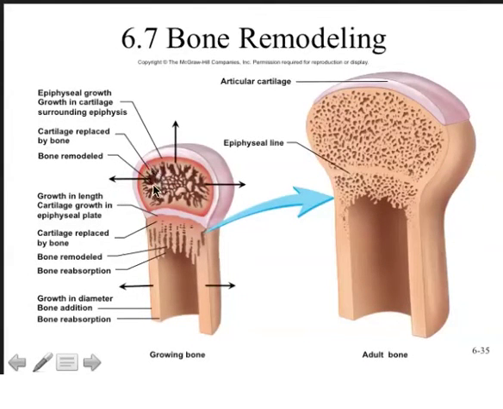There's bone remodeling going on here. Growth in length is continuing because the epiphyseal plate is still present. And remember here that cartilage is being replaced by bone.